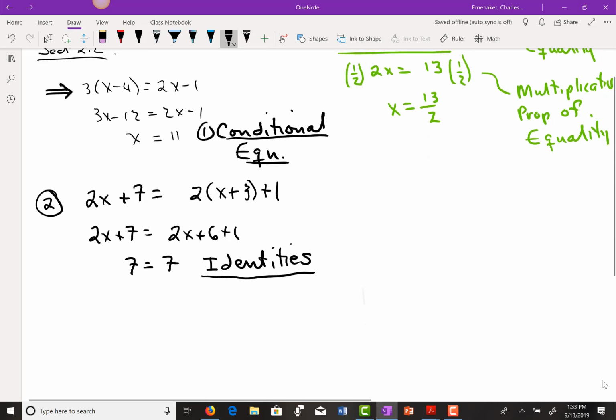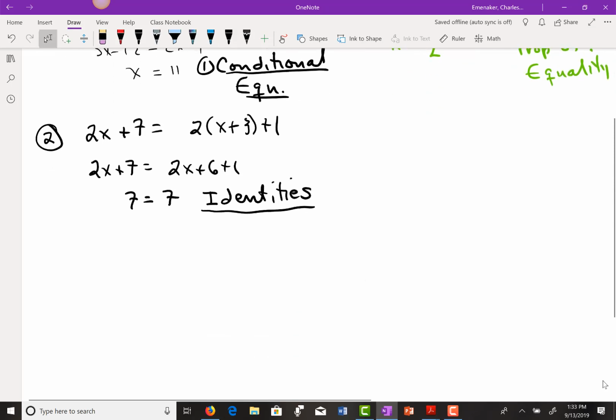Okay, so we've got 3 different types of equations going. One is a conditional equation. The second is an identity. And the third one is what's called a contradiction.